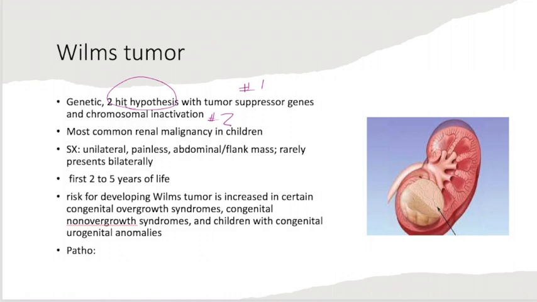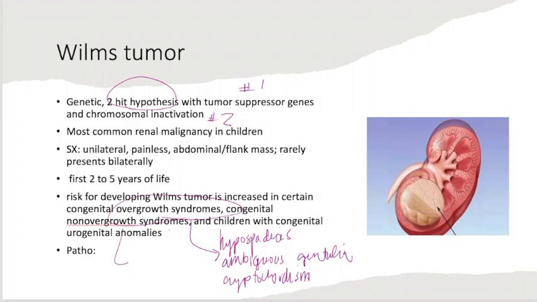And there is a risk of developing a Wilms tumor in certain congenital overgrowth syndromes. Your genital anomalies would be something like hypospadias, ambiguous genitalia, cryptorchidism. Some other would be trisomy 18. So the patho is a multi-step process that they thought developed via a pre-malignant stage, and then there is that 2-hit hypothesis, which means there are 2 rate-limiting mutational events that occur sequentially.